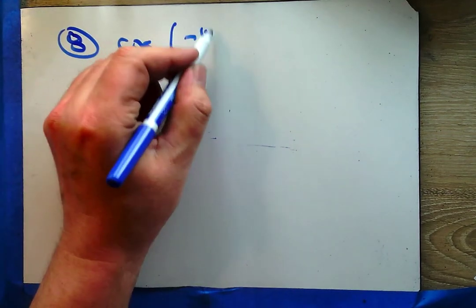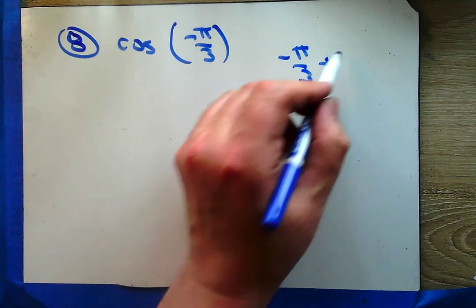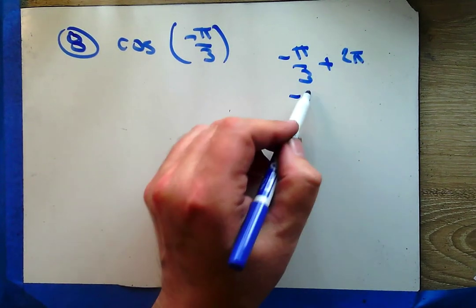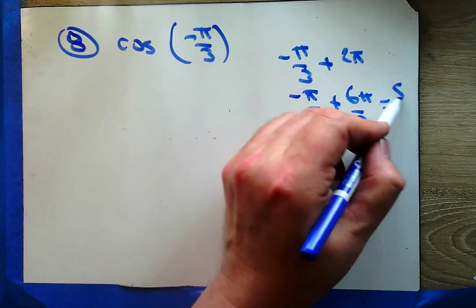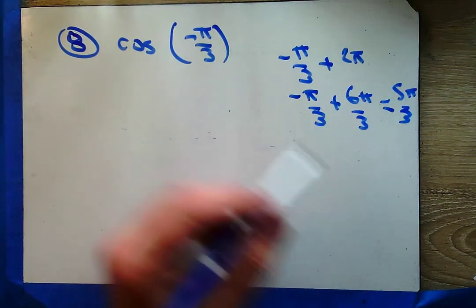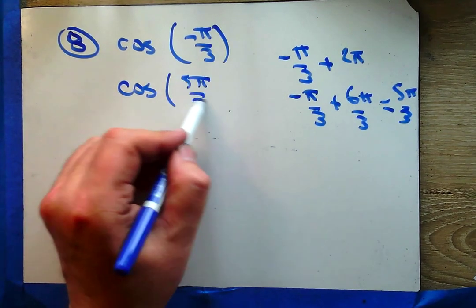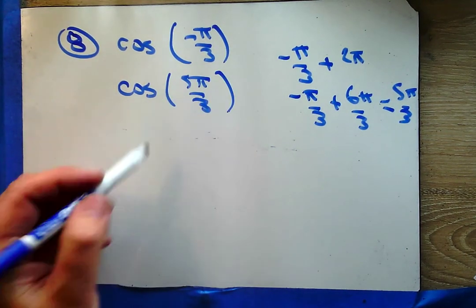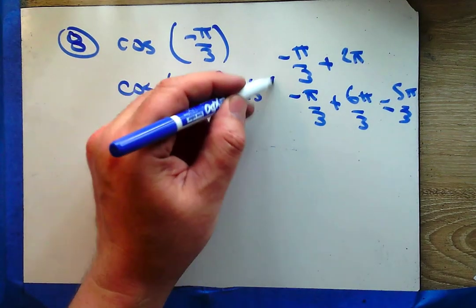8 says cosine negative pi over 3. Yeah, let's try that. Negative pi over 3 plus 2 pi is negative pi over 3 plus 6 pi over 3, or 5 pi over 3. So this problem looks exactly like 5 pi over 3. And 5 pi over 3, sure, I know what the cosine is there, is 1/2.